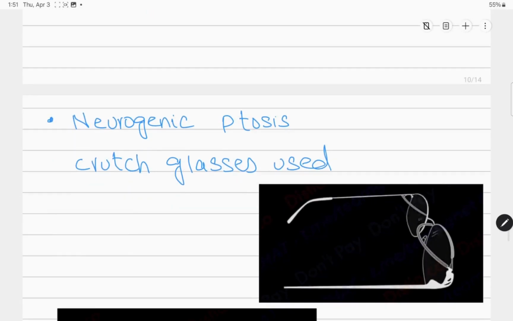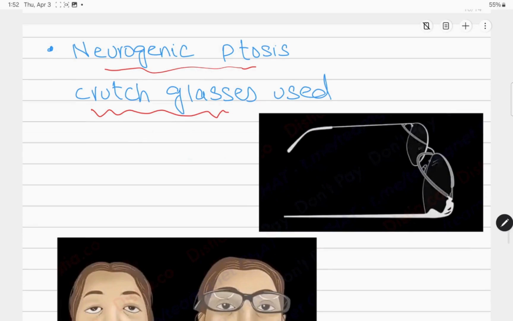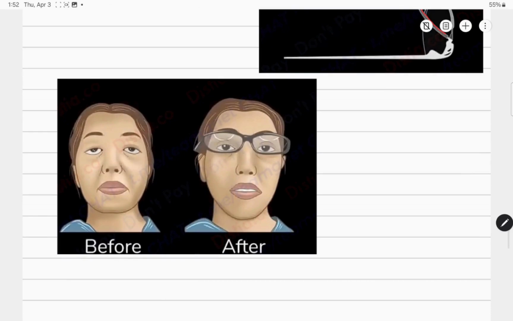All the processes we have discussed are for problems with the muscle. What if the problem is with the nerve? In this case, we can't go for any other procedure at the time, because nerve injuries take a lot of time to recover. So in that case, we go for something known as crutch glasses. As you can see, these are the crutch glasses. Before, there was ptosis, but when these glasses are used, the ptosis is improved, as you can see in this picture.